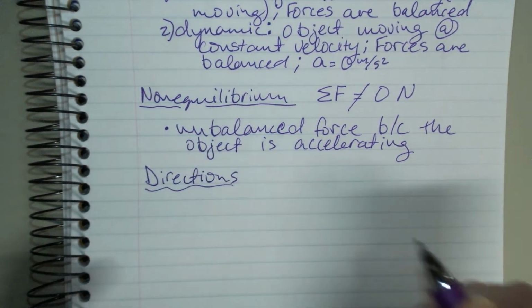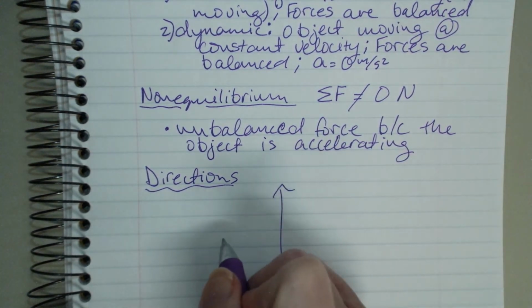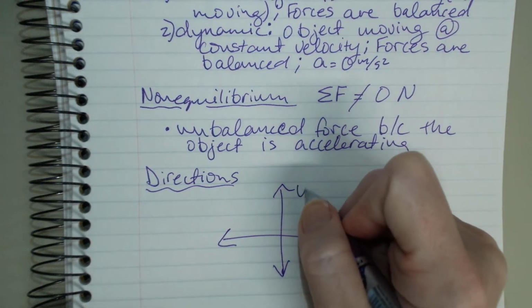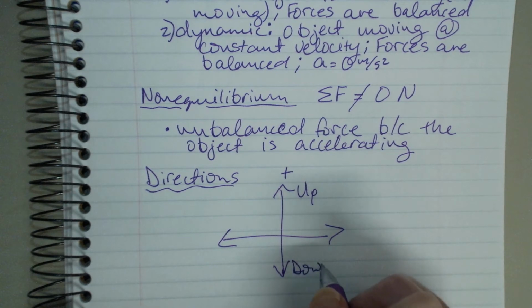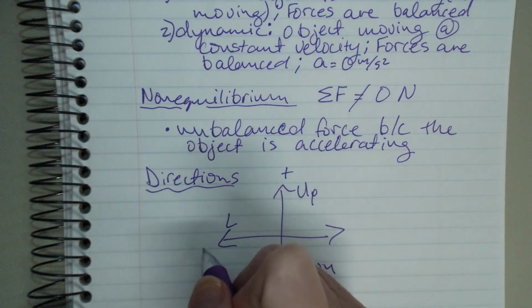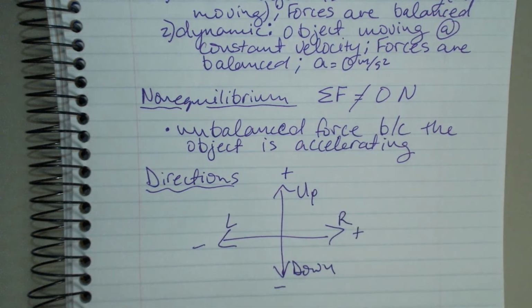Now, let's go over our directions real quick. For vector direction, you want to draw like a compass. If something is going up, it's in the positive direction. If something is going down, it's in the negative direction. If something is going left, it's negative. If something is going right, it's positive. So it's important that we remember our directions and our signs.